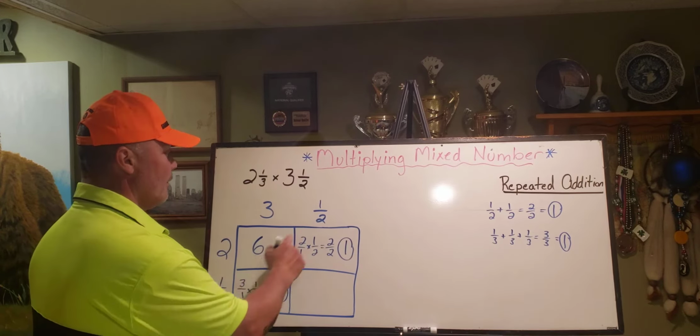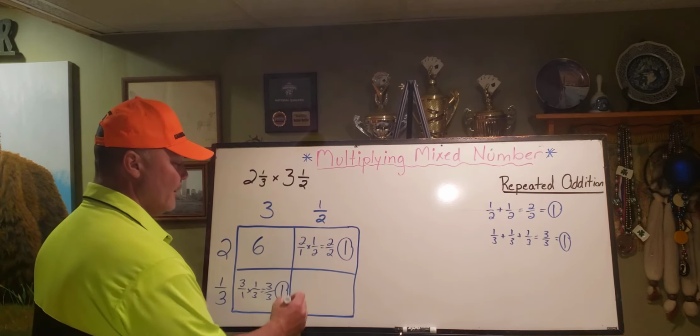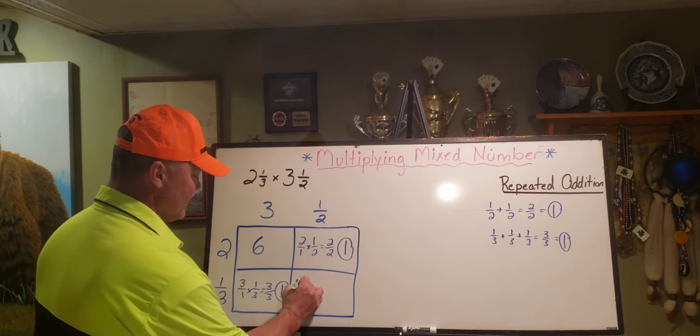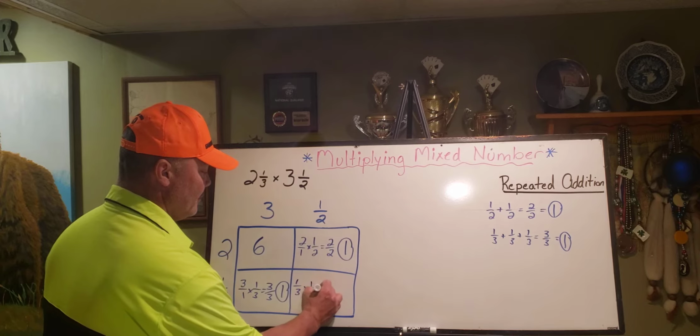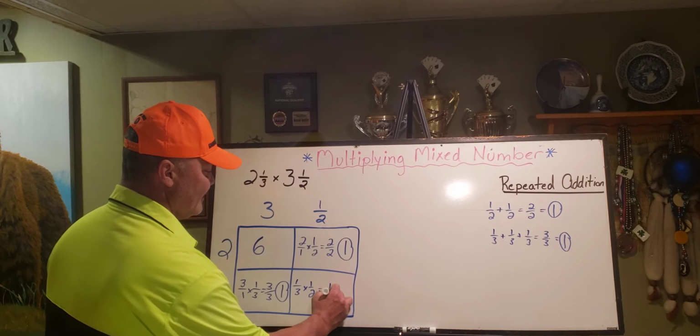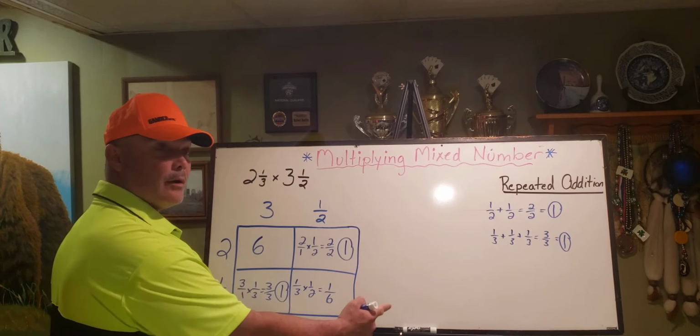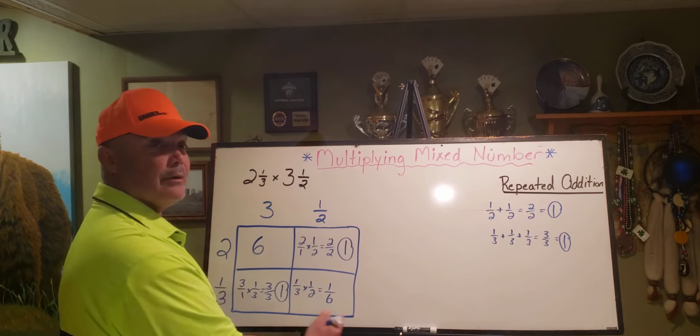Then I have 1/3 times 1/2. Well, when multiplying fractions, I'm just multiplying across. So that's going to give me 1/6. 1 times 1 is 1. 2 times 3, or 3 times 2, is 6.